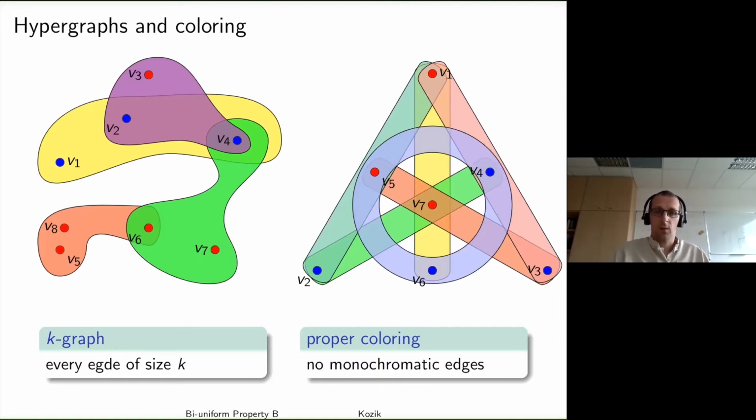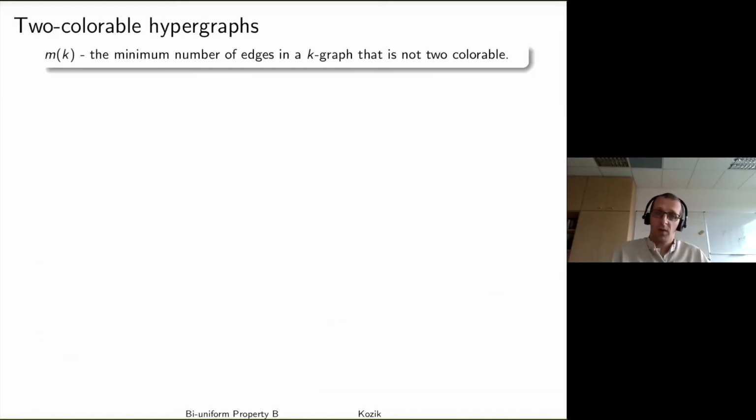All right, those two hypergraphs can be properly colored, but you can clearly see a missing edge in the example on the right. If we add just this one edge, this example stops being two-colorable. It's impossible to properly assign two colors. We are going to deal with this kind of problem. Given a number k, we are interested in the minimum number of edges in a k-graph that is not two-colorable. This parameter was introduced by Erdős and Hajnal a long time ago.